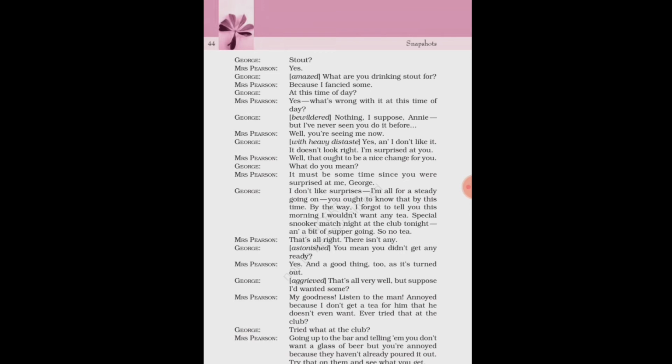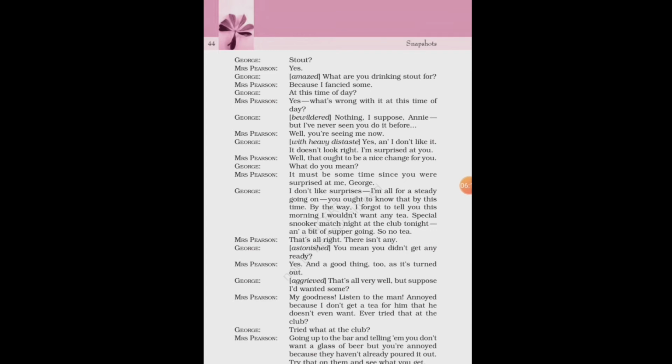You ought to know that by this time. By the way, I forgot to tell you this morning. I didn't want any tea. Special snooker match at night at the club tonight, and a bit of supper going, so no tea. Mrs. Pearson: That's all right. There isn't any. George, astonished: What do you mean? You mean you didn't get any ready? Mrs. Pearson: Yes, and a good thing too. It's turned out. George, aggrieved: That's all very well. Suppose I wanted some. Suppose I wanted some.